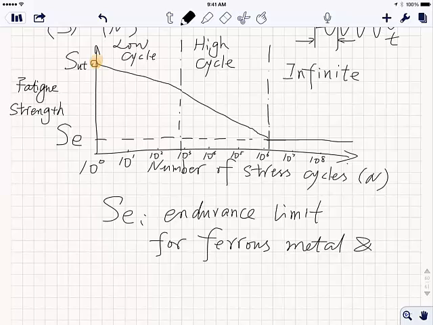Some other materials, for example glass or ceramic, don't have a very obvious endurance limit. They do have one, but it's not as obvious as in steel or an iron-based material. And again, iron and steel are the fundamental materials we use for lots of rotating parts. Most of the bearings are made of iron or steel, stainless steel.